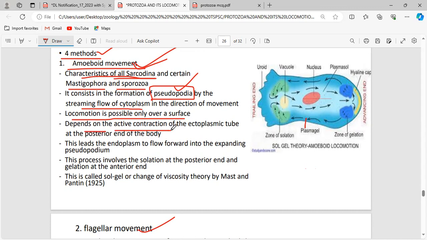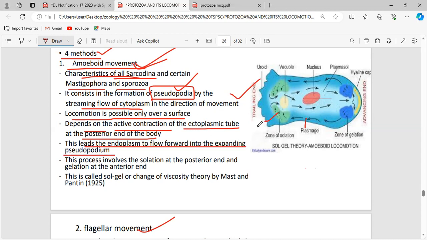It depends on the active contraction of the ectoplasmic tube at the posterior end of the body. This is the posterior end with the zone of solation. Because of the streaming of cytoplasm, they undergo movement. This leads the endoplasm to flow forward into the expanding pseudopodium.